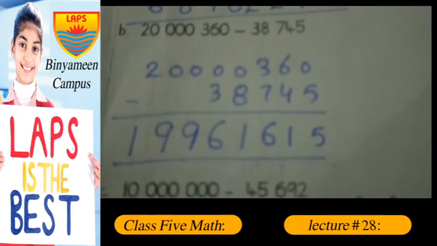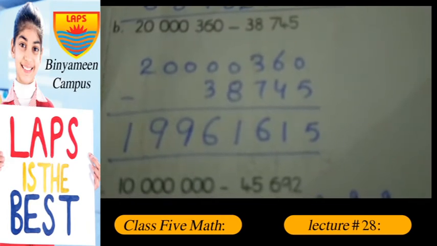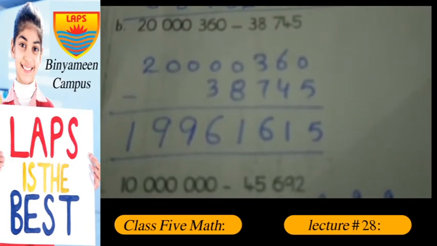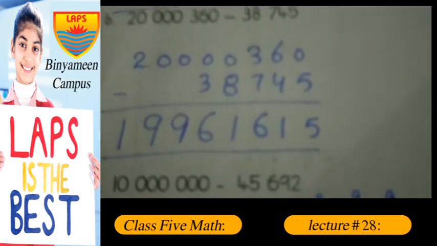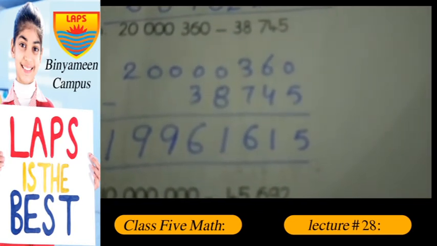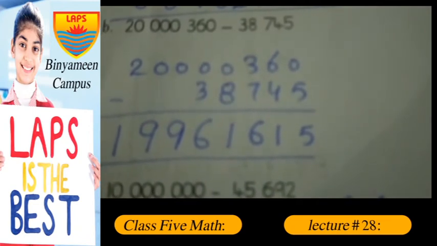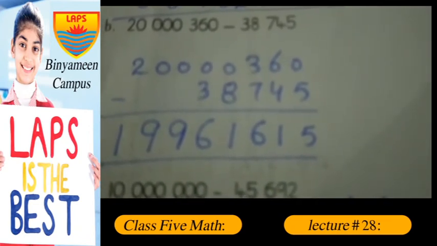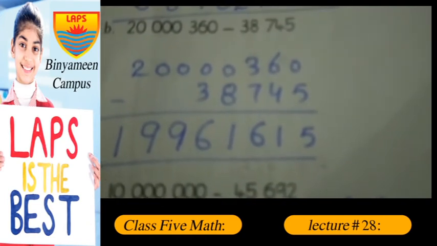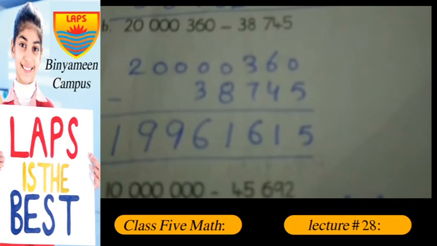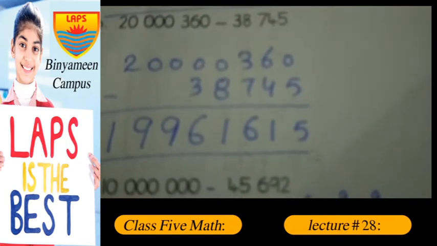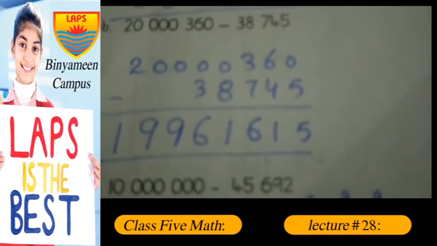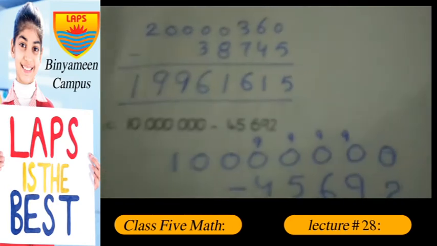And 3 is smaller than 7. Therefore take the carry from 0, 0, 0, 0. So take the carry from 2. And it becomes 13. 13 subtract 7, it becomes 6. Now 9 subtract 8, 1. 9 subtract 3, 6. 9 subtract nothing, 9 and 9 and 1. The answer of this question, 1961615.